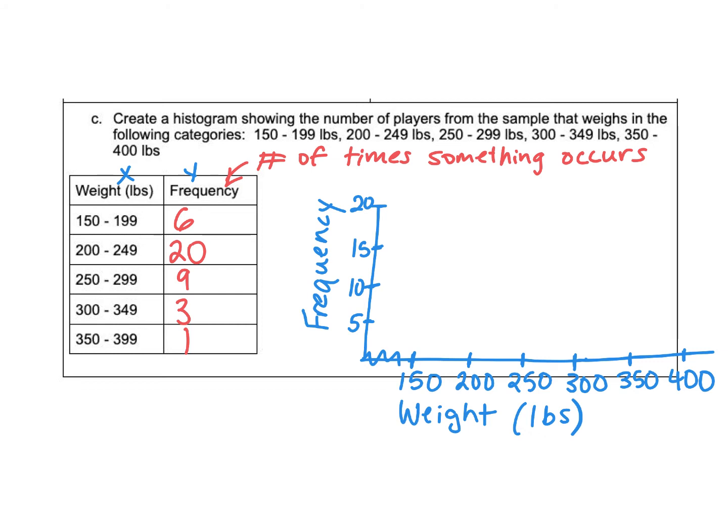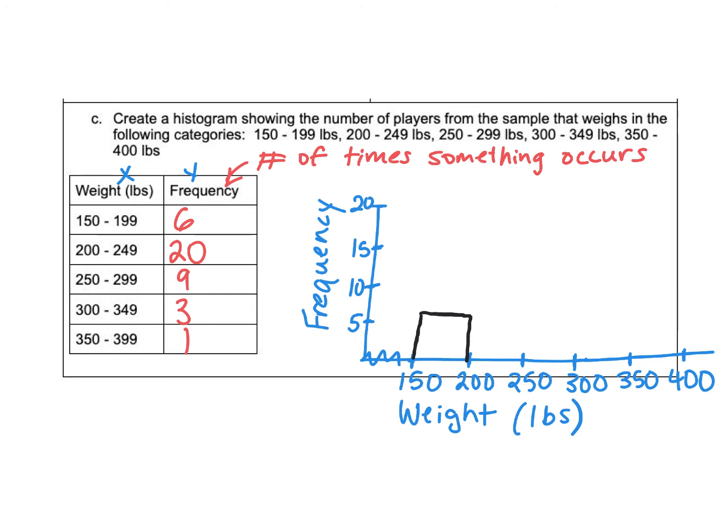All right, now here we go. Here's where the fun stuff happens. So the very first data point, 150 to 199 has a frequency of 6. So from 150 to right before the 200, and I got to go up 6. This is what my bar is going to look like. Okay, it's not beautiful, but that's okay. If you want to use a ruler on these, that's fine. If you're winging it, that's fine too. Just make sure I can read it and I know what you mean.